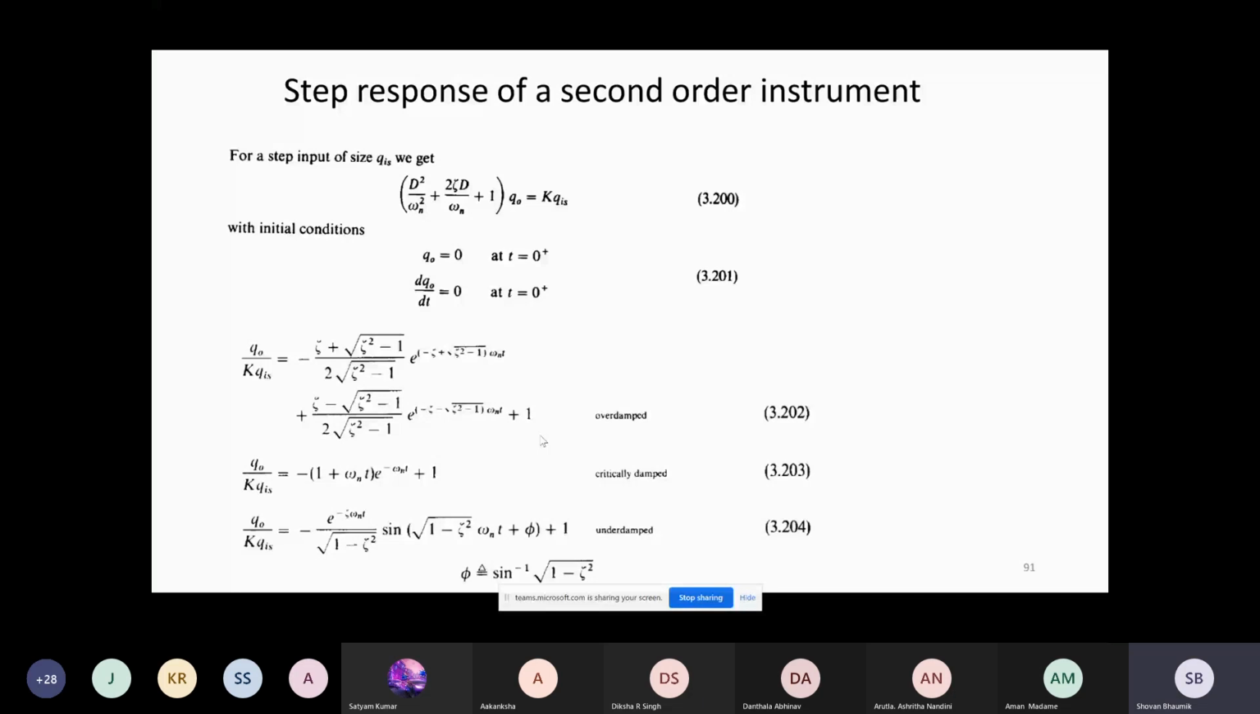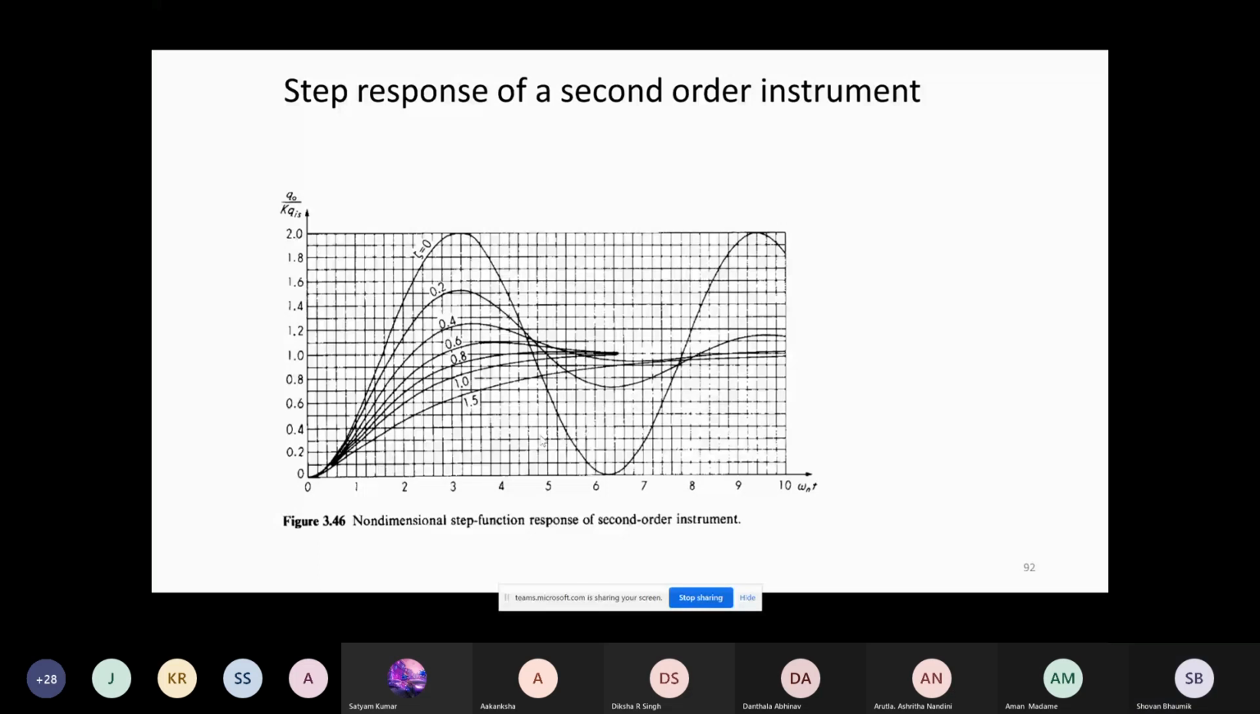Now if we plot, this is a very important plot. It is a non-dimensional plot. On the x-axis, instead of t, we plot omega n into t, and on the y-axis, instead of q0, we plot Q0 by KQIS, so that our gain is taken here. So the final state should reach 1, not KQIS.